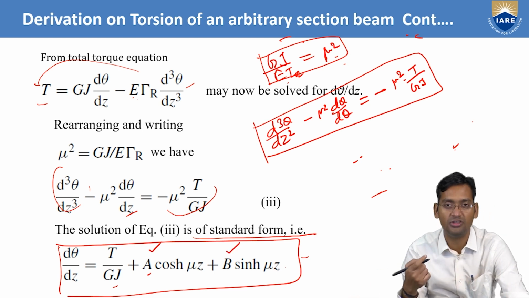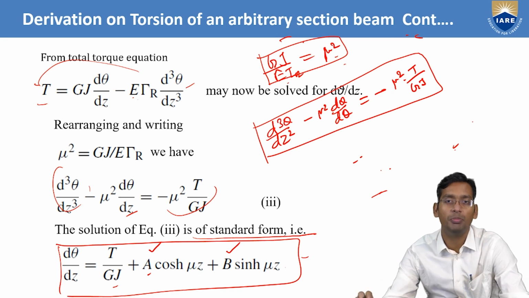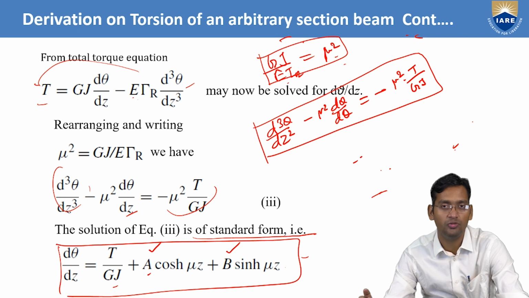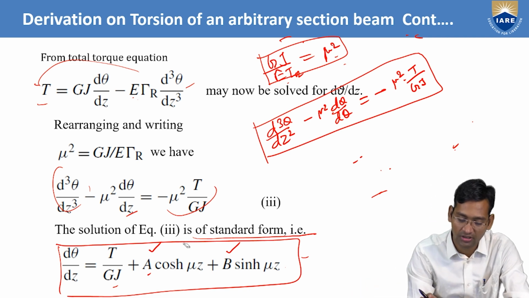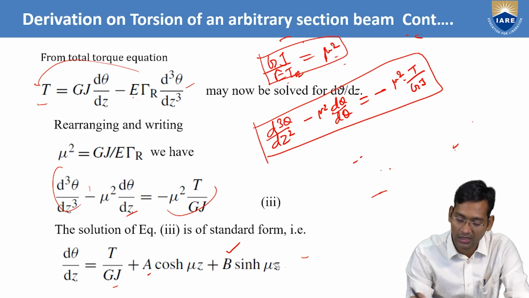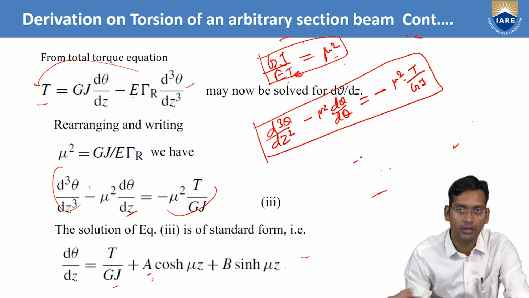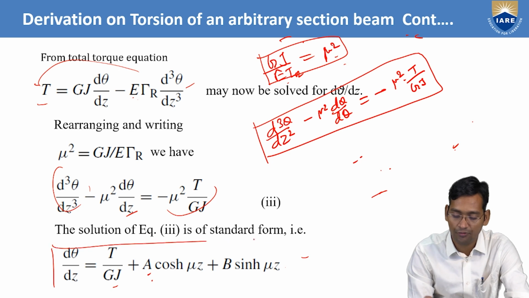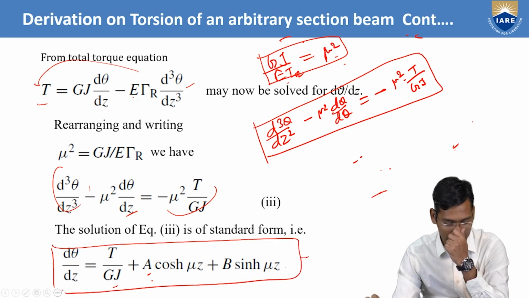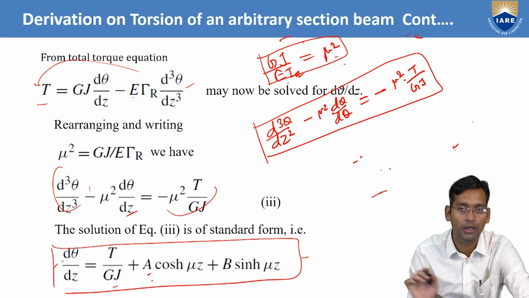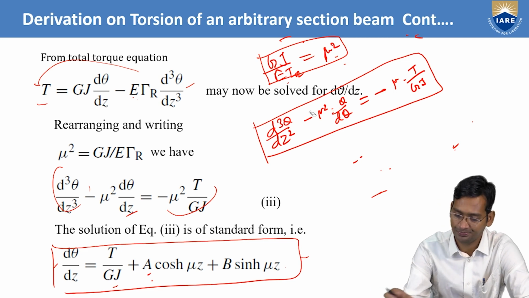Earlier also we had seen such type of question. We have to apply the boundary condition. Since there are 2 unknowns, we have to apply the boundary condition 2 times. Once we apply the boundary condition, we will find the values of a and b, and then substitute back here. Then we will get the final d theta by dz value, and this d theta by dz is the rate of twist.